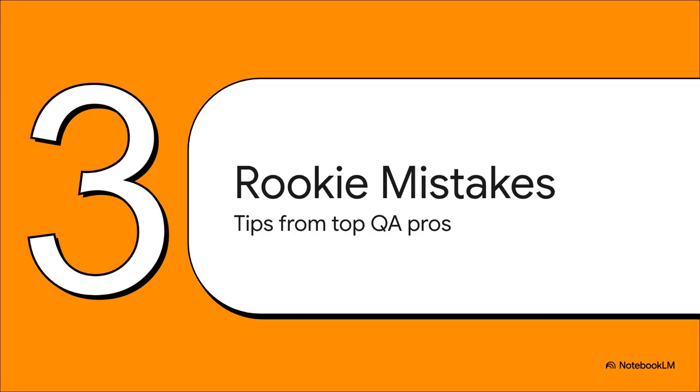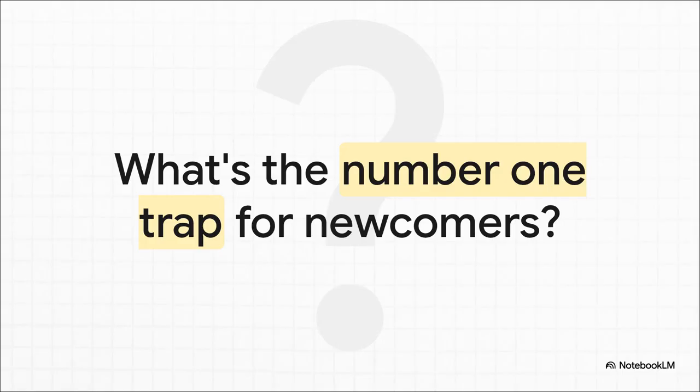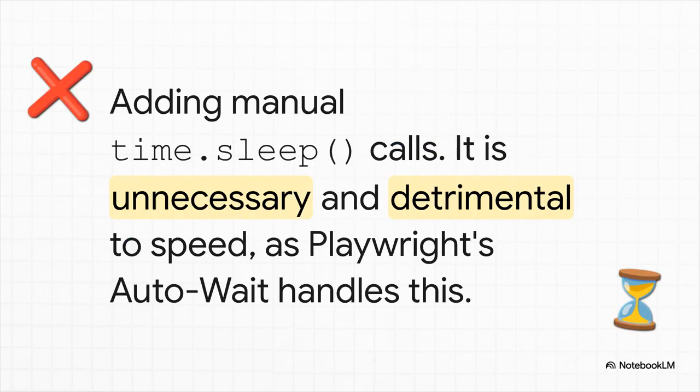Okay, so you know how to write a test. But now, let's talk about how to write a great test. These are the insider tips that are going to help you avoid those common kitchen disasters right from day one. So what's the biggest mistake? The number one thing that instantly tells me someone is new to the Playwright way of thinking. It's this: adding time.sleep. It's a bad habit a lot of us carry over from older, flakier frameworks. With Playwright's auto-wait, it's just completely unnecessary.